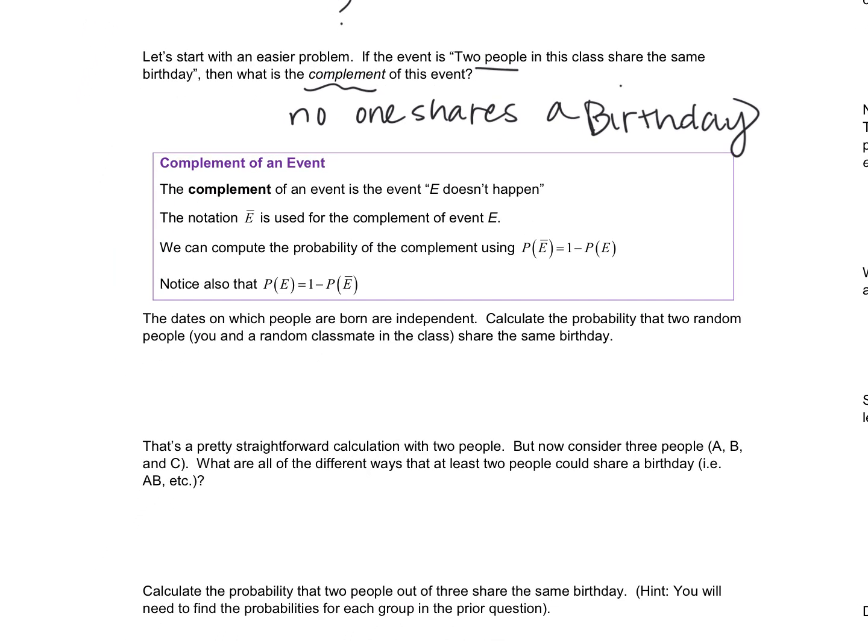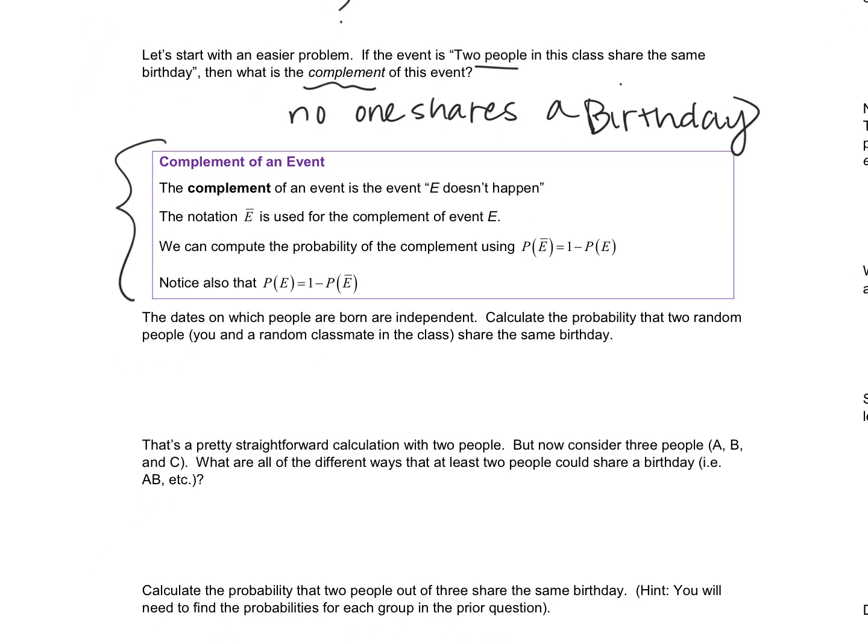There's a little box here from our textbook that talks about the complement of an event being that the event E doesn't happen, and we'll often denote it with a little bar on the top for the complement of whatever event E is. We can compute the probability of the complement by using 1 minus the probability of E. Remember that the total for all of our probabilities is always equal to 1, or 100%, we'll sometimes say. It's always some number between 0 and 1. And it works the other way too: if you're looking at the probability of an event, you can look at 1 minus the probability of its complement, okay?